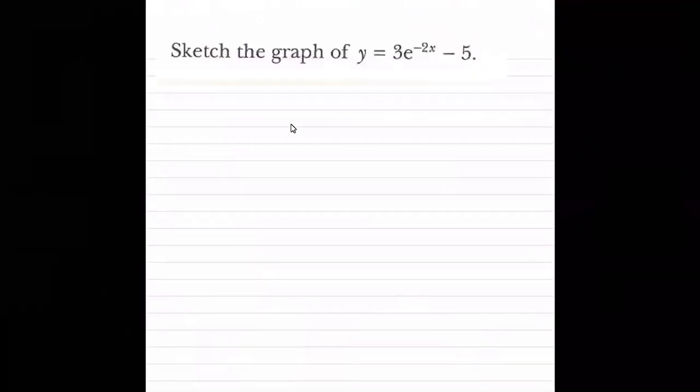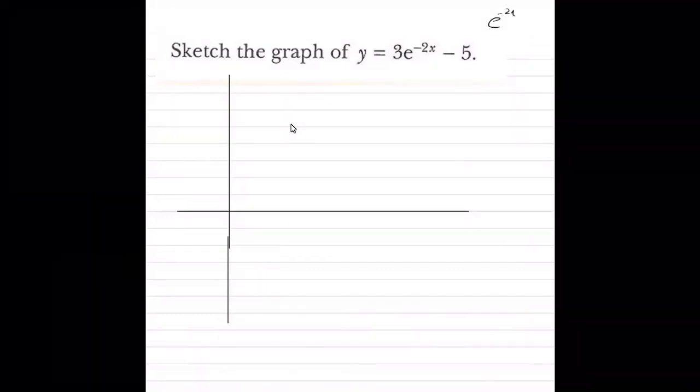All right. So you need to sketch the graph of y equals 3e to the power of minus 2x minus 5. So let us sketch this graph step by step. First of all, you need to remember which family of the curve it belongs to. e raised to the power of minus 2x, if you remember. Do you remember? We are going to apply the variations afterward. The variation is that it is being multiplied by 3 and then being subtracted by 5.